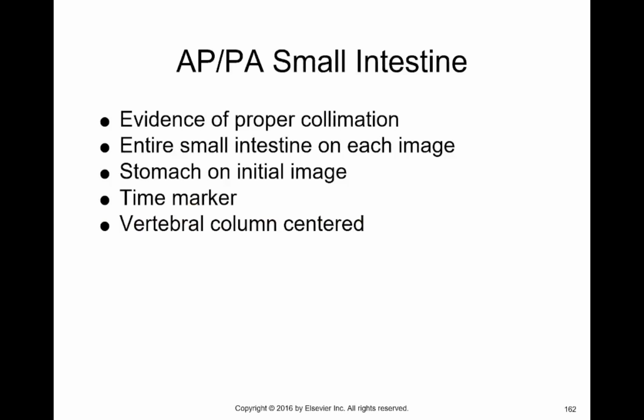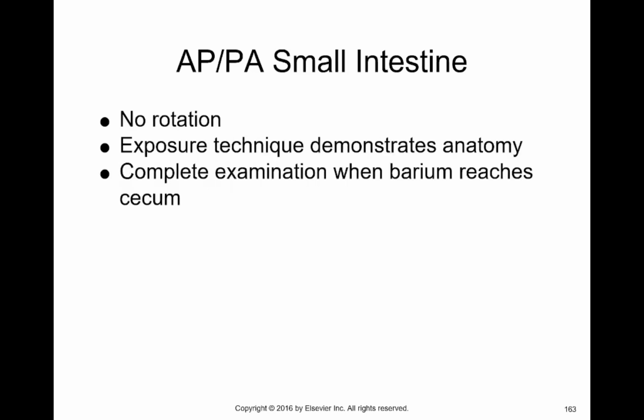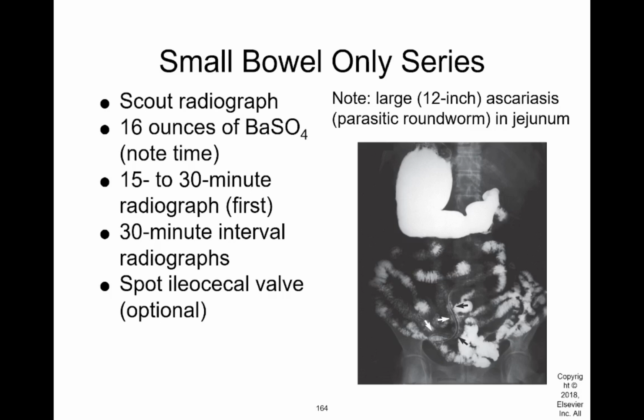So we want to see evidence of proper collimation. You want to see the entire intestine on each image with the possible exception of the first one. You want a time marker, and you want the vertebra to be in the center. There are no obliques here potentially until we get to the ileocecal valve, so we don't want any kind of rotation. Exposure technique should show the anatomy but without any kind of motion, so you want a short exposure time. And then that's what they look like.